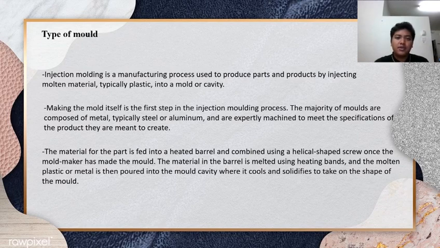The material for the part is fed into the heated barrel and combined using a helical shaped screw once the mold maker has made the mold. The material in the barrel is melted using heating bands, and the molten plastic or metal is then poured into the mold cavity, where it cools and solidifies to take on the shape of the mold.